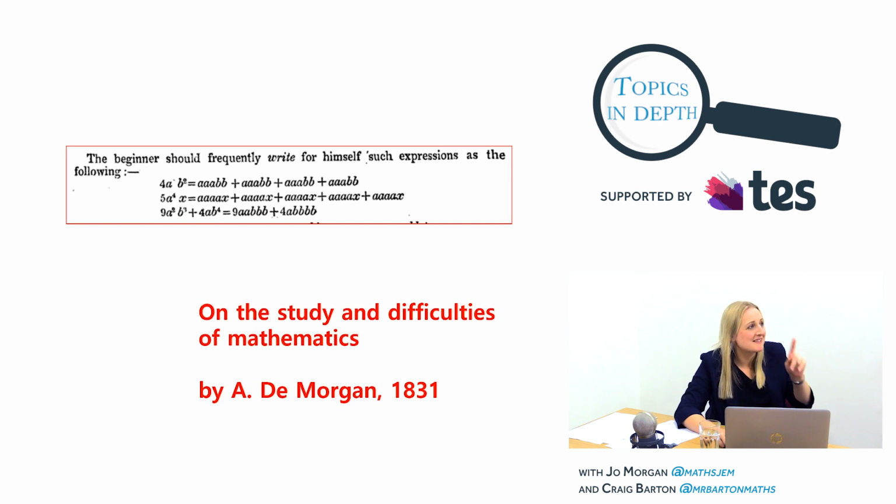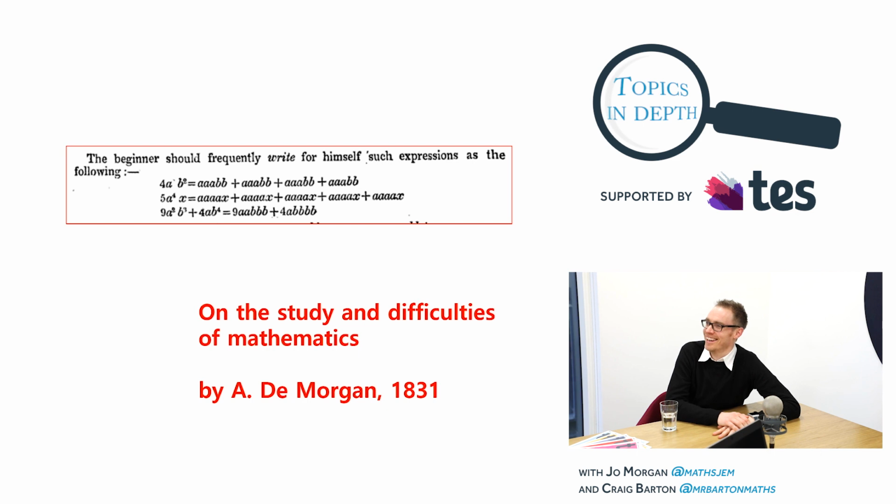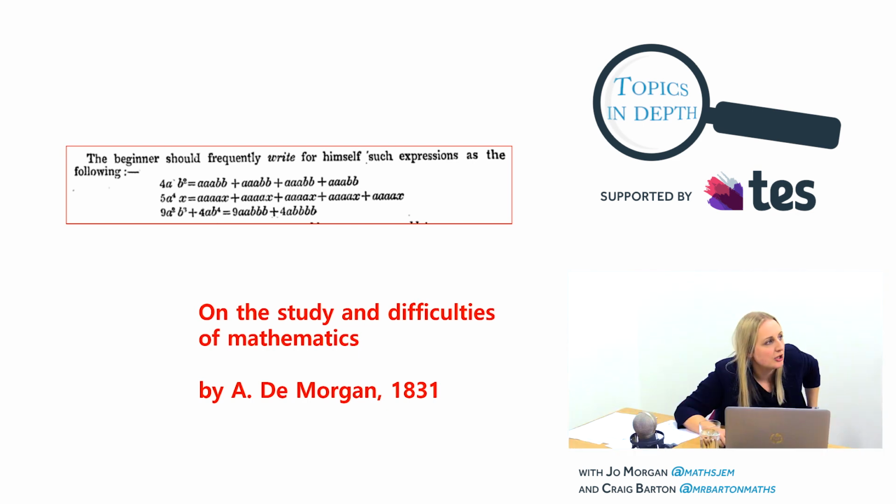Right. Such expressions as the following: 4ab squared. Now this is interesting. Actually, I think there's an index missing there. Oh yes. It should say 4a cubed b squared. And then he's saying that they should write that out as AAABB plus AAABB. I never would have thought to do that, and I'm not saying we should do that, but this was really interesting.